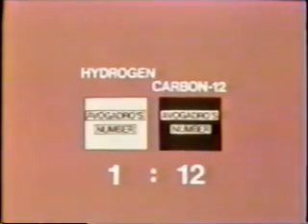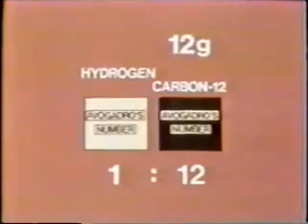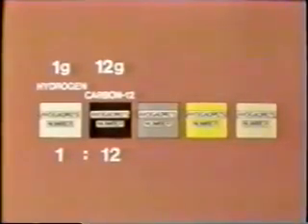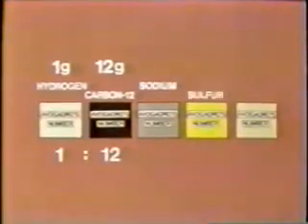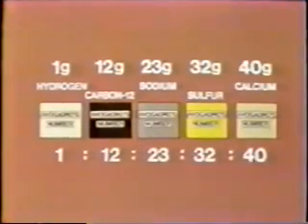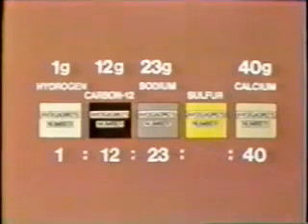And we ourselves decided that Avogadro's number of carbon atoms has a mass of 12 grams. It follows that Avogadro's number of hydrogen atoms has a mass of 1 gram. In the same way, even though we don't know what the actual number is, we know the mass of Avogadro's number of sulfur is 32 grams, and so on.